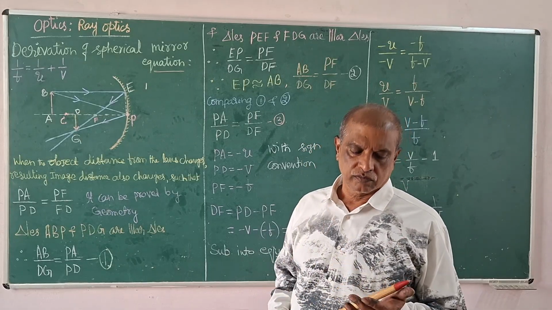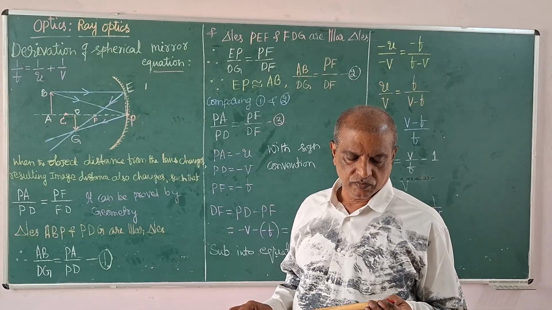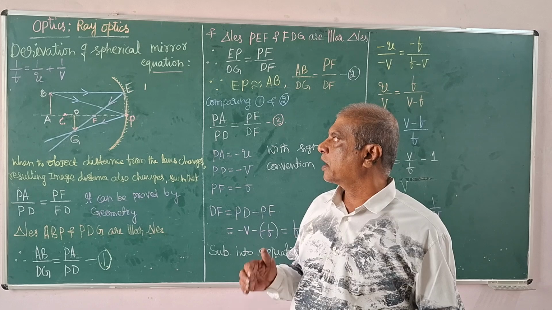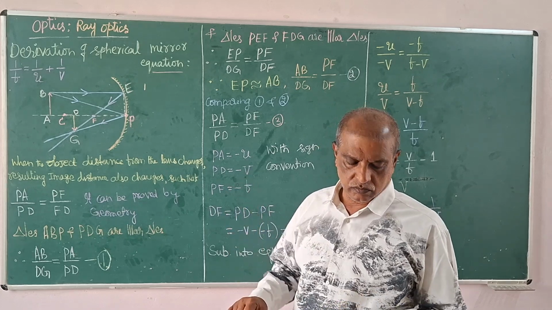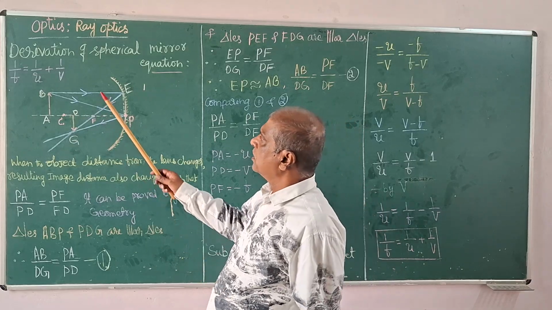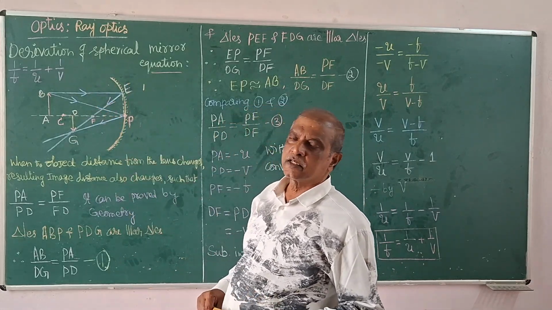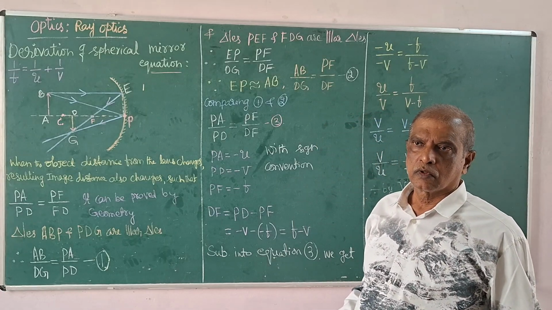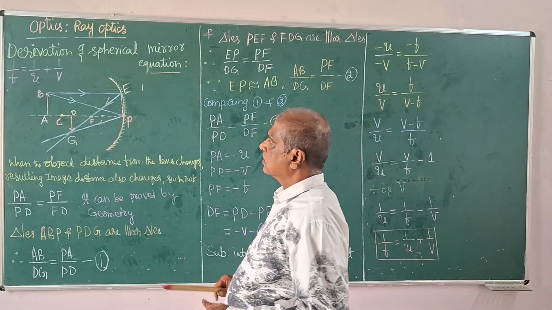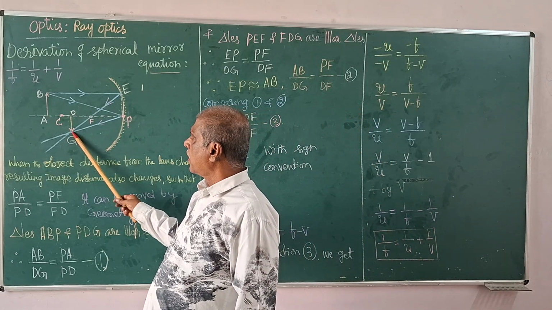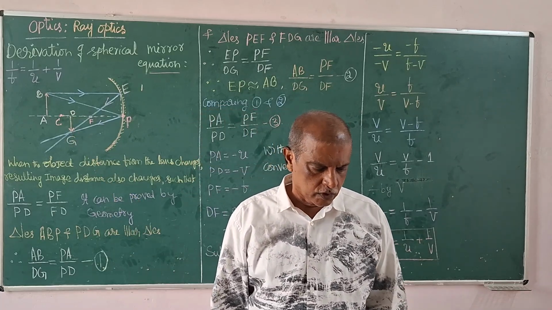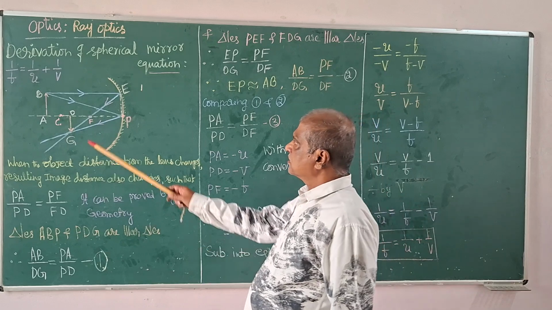This equation predicts the characteristics of the image. It will characterize the image formation. This equation precisely determines where an image forms, how big the image is, and what kind of image we get, whether it is a virtual or real image. That you understand with this equation.